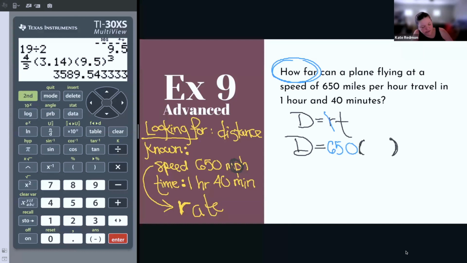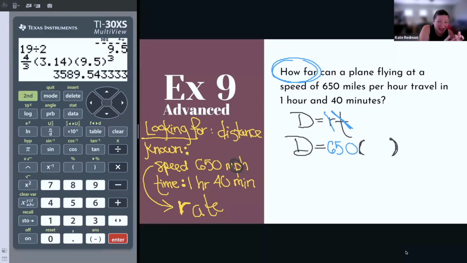650. How about T? What's T? 1 hour and 40 minutes. Good. But we have a problem. We have mixed units. I don't just have hours or just have minutes. I have hours and minutes. And I should only use one. I should use whichever one is in the rate. So go back to the rate. The rate was 650 what? Miles per hour? Per hour. I need the time in hours. If it was miles per minute, I would need minutes.